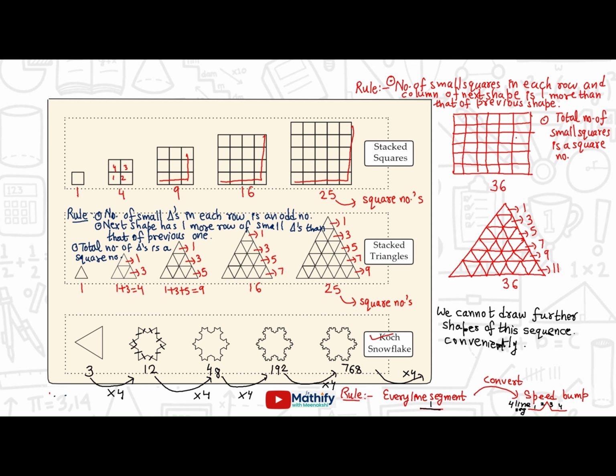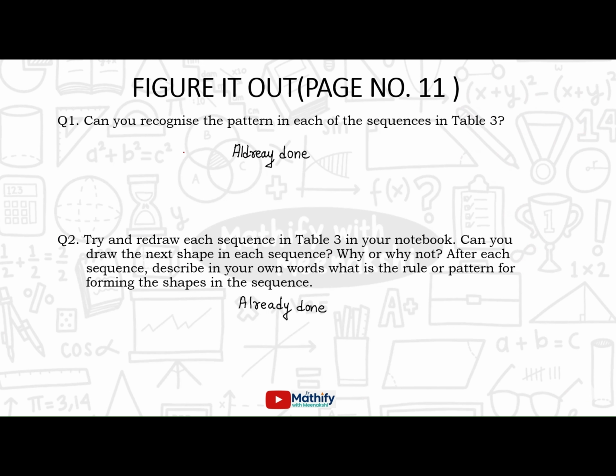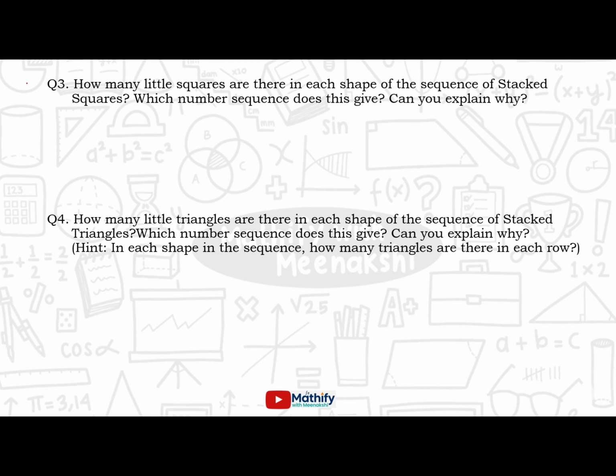And the total number of squares is always a square number, because here the number of squares in each row and the number of squares in each column is always the same. So whenever you have to find the total number of squares, you will multiply them, and as it's the same, it will give you a perfect square. So I will write that here in question number 3. I'm writing the answer for you. There are 1, 4, 9, 16, 25, and so on little squares respectively in each of the sequence of stack squares.